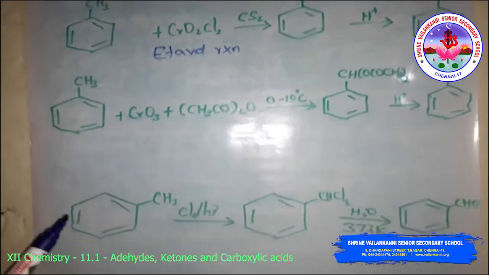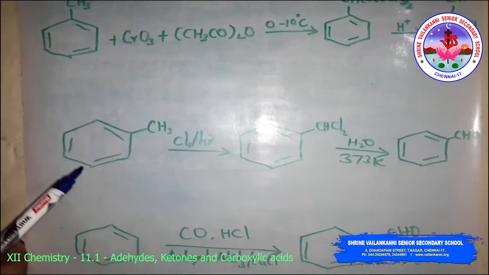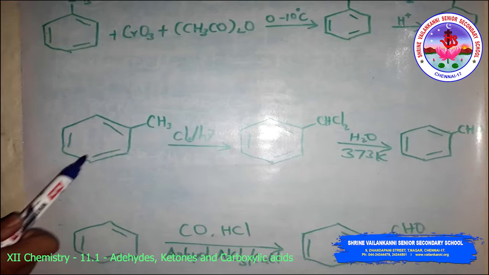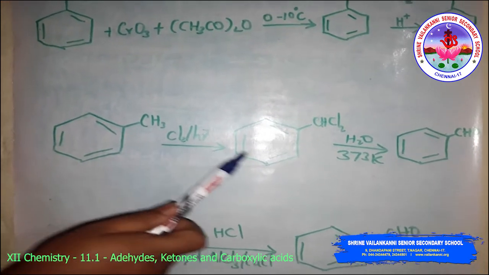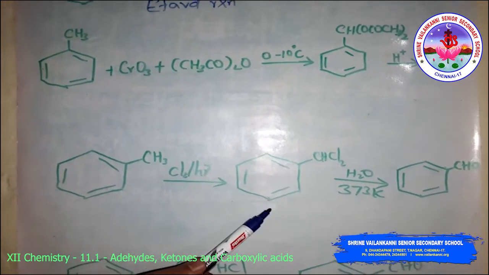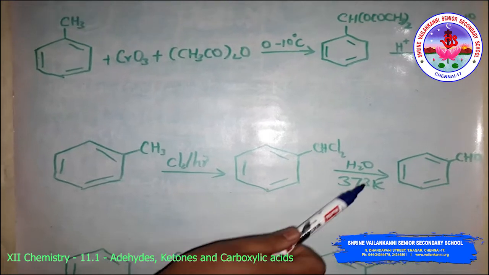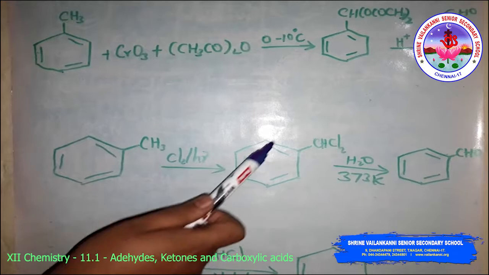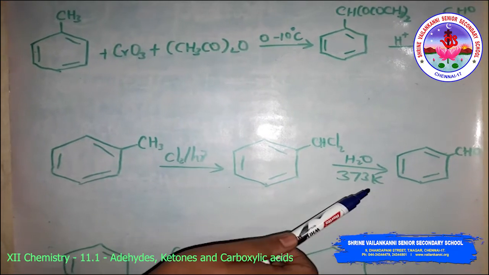Then by side chain chlorination followed by hydrolysis. The side chain chlorination of toluene gives benzal chloride, which on hydrolysis gives benzaldehyde. This is the commercial method of manufacture of benzaldehyde.